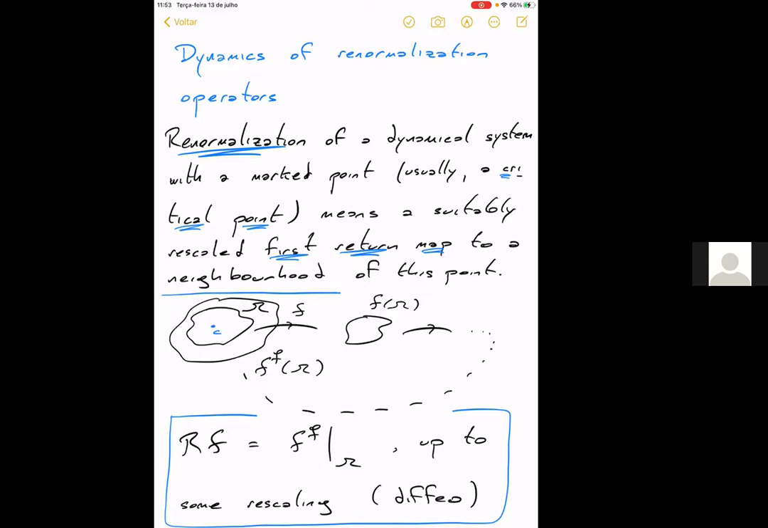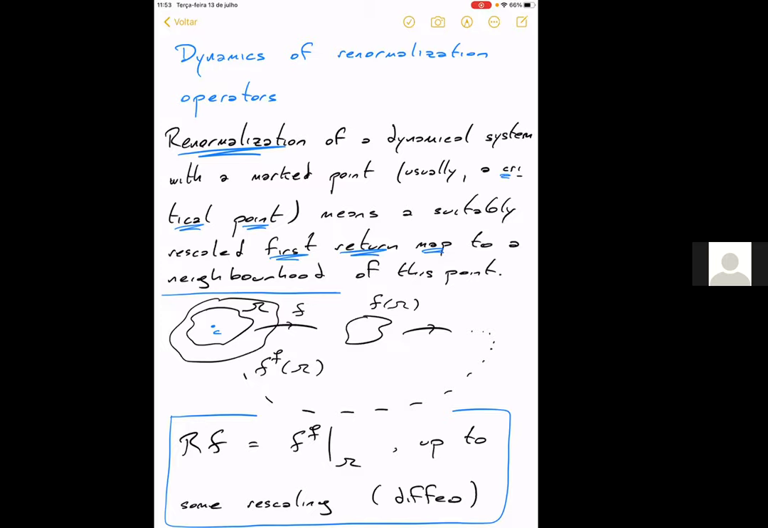So I wrote here a definition: renormalization of a dynamical system means a rescaled first return map. Let me put this here. Usually you have a marked point, and at least for us today, it will be a critical point. So you have a dynamical system with critical points. It is not a global diffeo, you have critical points.